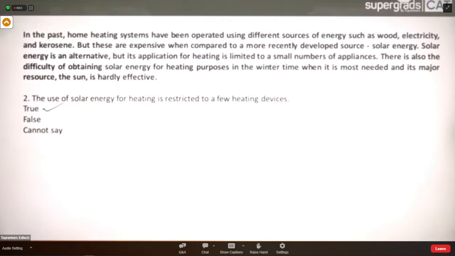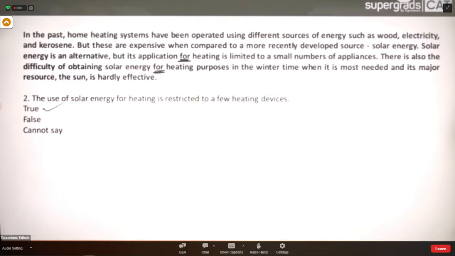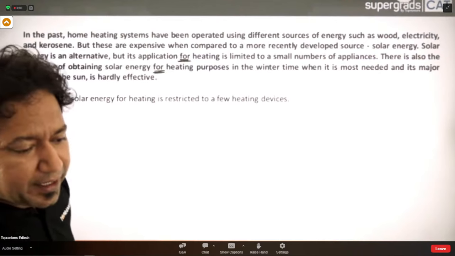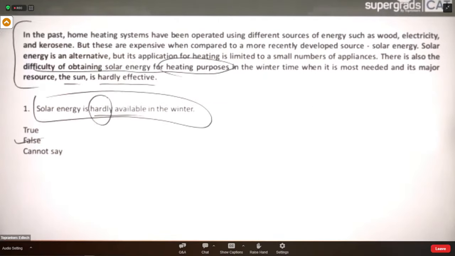Shubham says use of heating in appliance doesn't necessarily be the same. Application for heating is limited to a small number of appliances. So that means the appliances are used for heating purposes, isn't it? And it's not use of heating in appliances. It's for. They have used for. The word here is for. For heating purposes. So they have twisted the words just to confuse you. Coming back to the first question in which there's a problem.